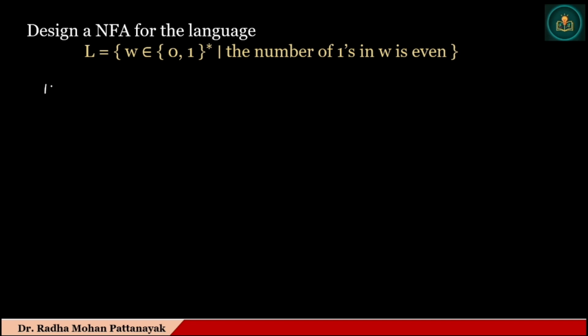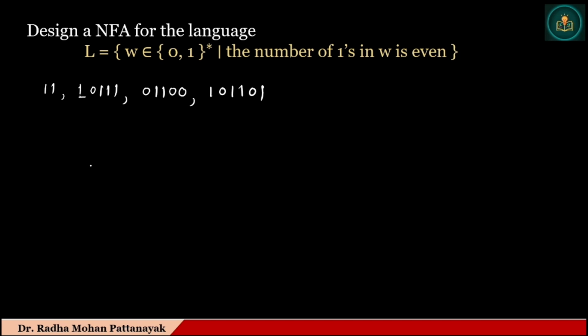Now for this language, if we write the acceptable strings, we can write 1 1, 1 1 0, 1 0 1, 0 1 1 0 0. Clear? Because here the total number of ones present is 2, but the number of zeros is 3. It is not mentioned how many zeros will be present. Similarly, we can write 1 0 1 1 0 1. Clear? So these are the strings which satisfy this language, because in these strings the total number of ones present is even.